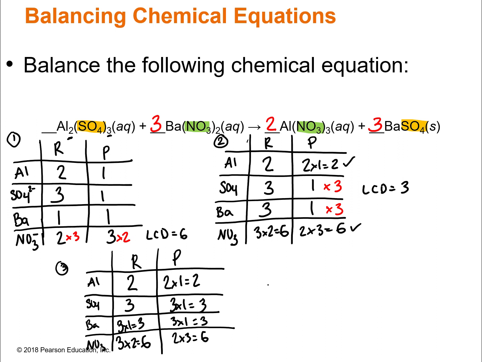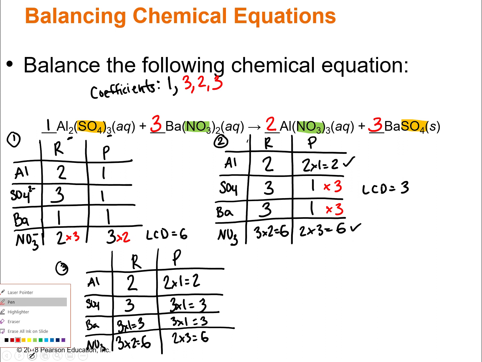We're all balanced. Now, if this were a multiple choice question, or you had to give all of the coefficients for these in order, then your coefficients would be 1, which is the first one, 3, 2, and 3. Watch for that. If you need to give the coefficient, make sure that if there's no number in front, you say it's 1.